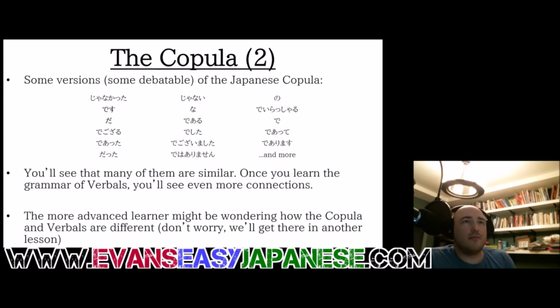Page number 2. Here are some versions. Some of them might be a little bit debatable. Some people are going to yell at me, blah, blah, blah. These are generally some of the copulas. We have, reading left to right: janakata, janai, no, des, na, de rasharu, da, de aru, de gozaru, deshita, de atta, datte, de atta, de gozaimashita, de arimasu, datta, de wa arimasen, and there are even more.